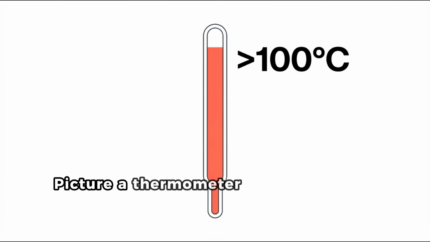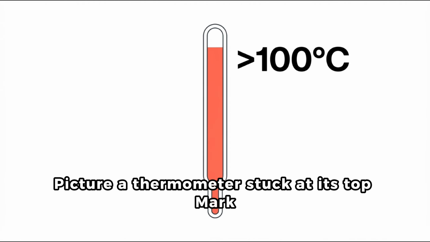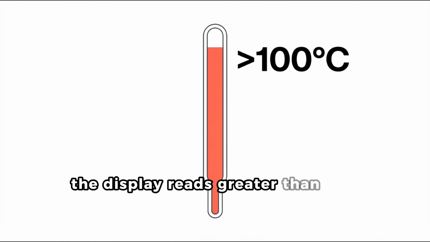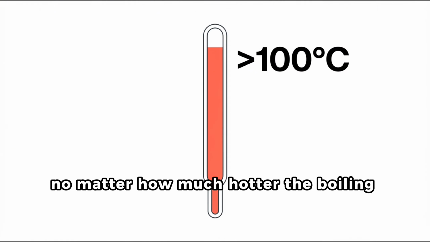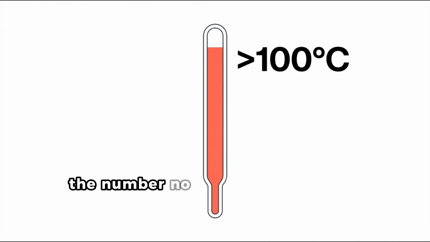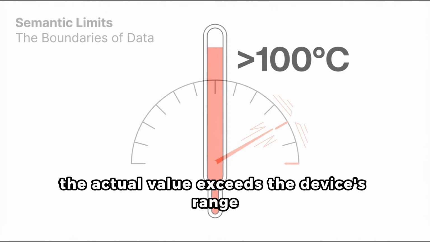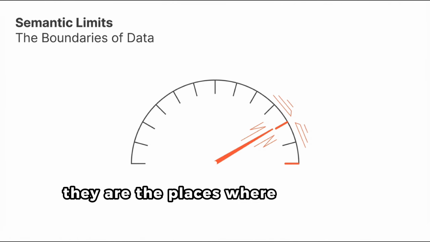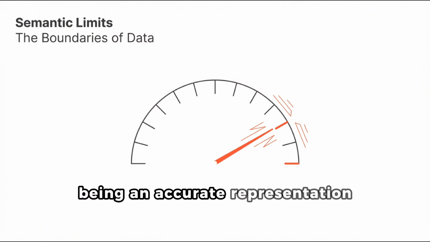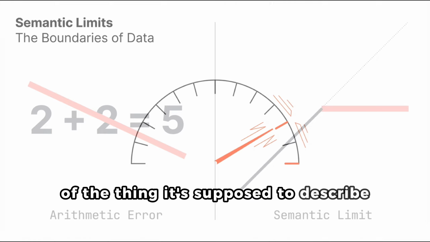Picture a thermometer stuck at its top mark. The display reads greater than 100 degrees and stays there no matter how much hotter the boiling pot gets. The number no longer tells you the temperature. It only tells you that the actual value exceeds the device's range. That's the simplest way to think about semantic limits. They are the places where data stops being an accurate representation of the thing it's supposed to describe.